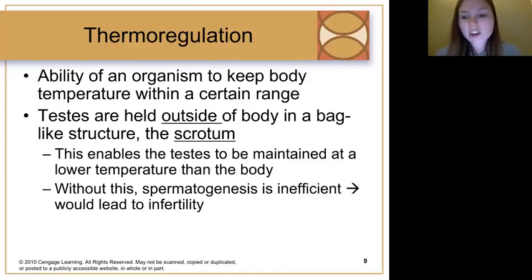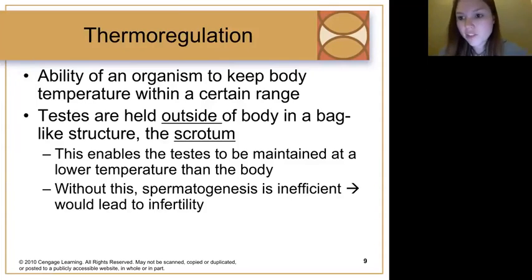So the testes are a good example of this because they are held outside of the body in a bag-like structure called the scrotum. This is important because it allows the testes to be maintained at a lower temperature than the body. If they were kept inside the body, the temperature would be too high and spermatogenesis would not be very efficient, and that would lead to infertility, because that temperature would probably kill most of the sperm. So that's why it's held outside of the body.